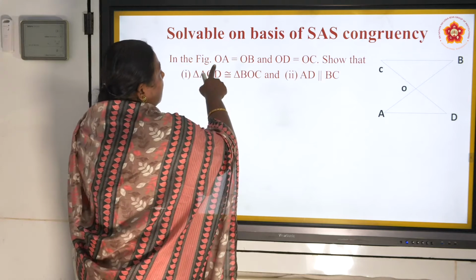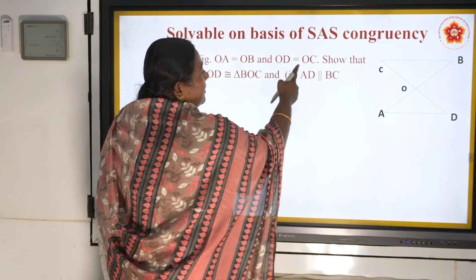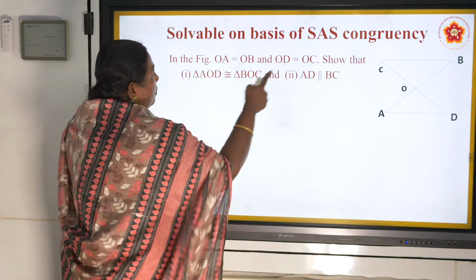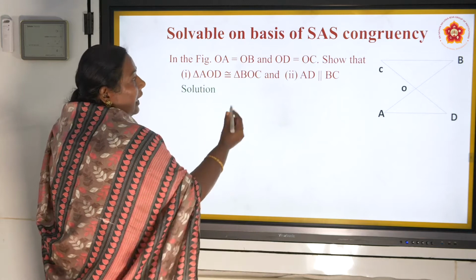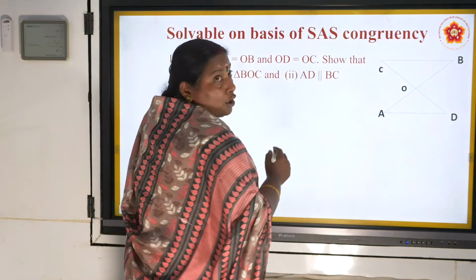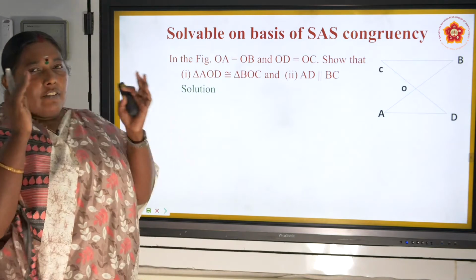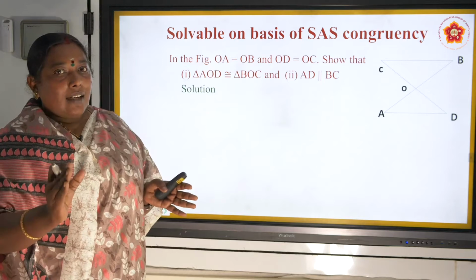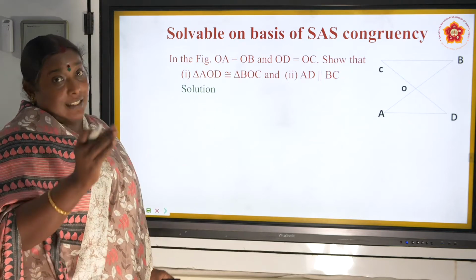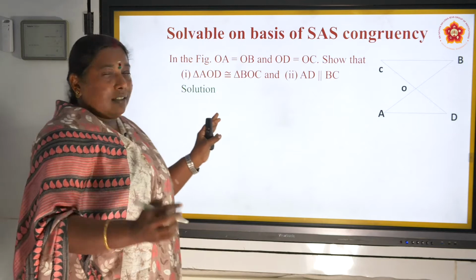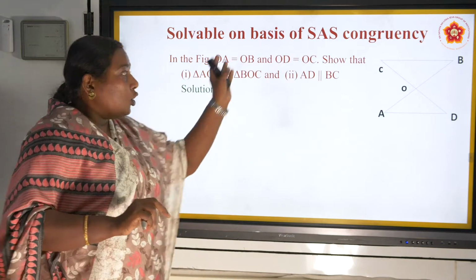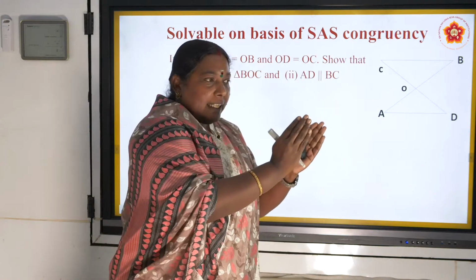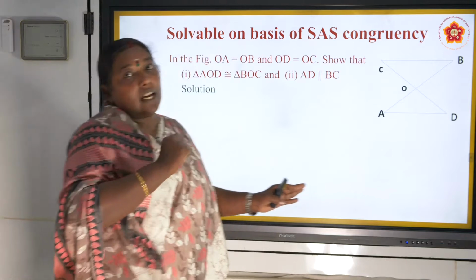In this figure, OA is equal to OB and OD is equal to OC. Show that triangle AOD is congruent to triangle BOC and AD is parallel to BC. This is the one thing in this chapter: never start your solution before understanding. Read at least once or twice, then go for the diagram which is given. Come to a conclusion within the figure, then you start writing.